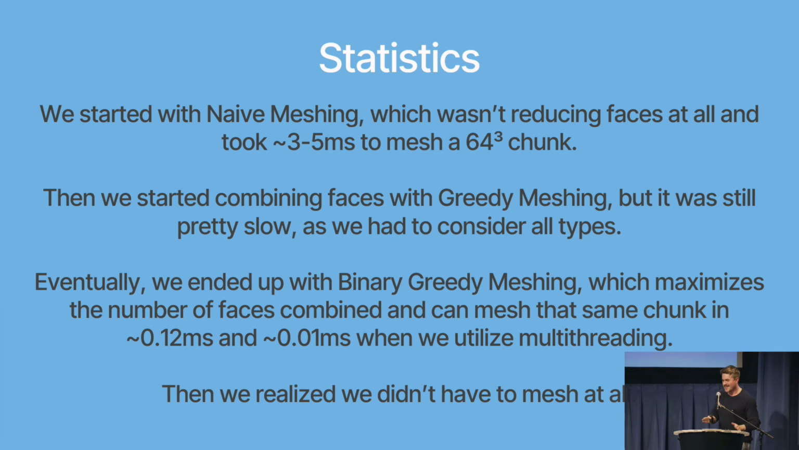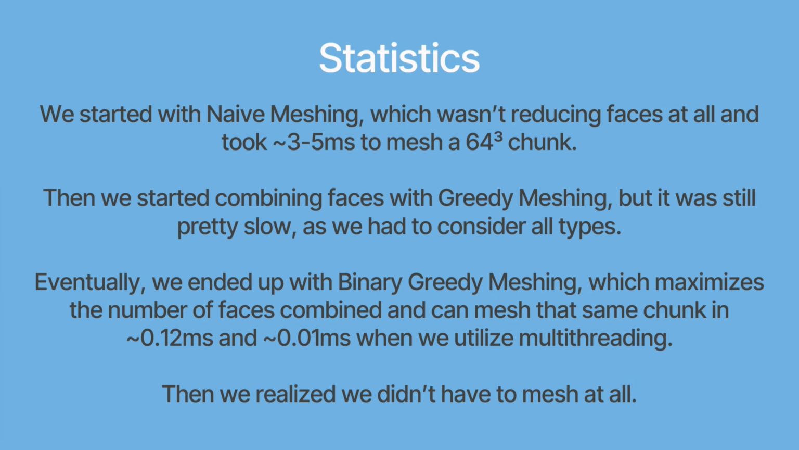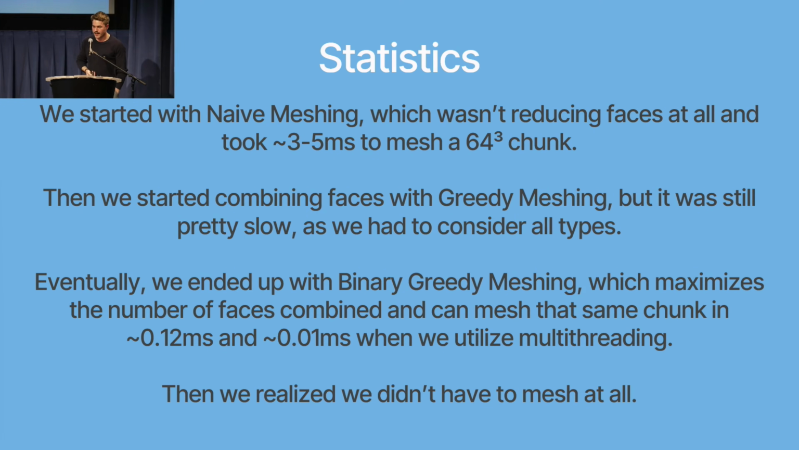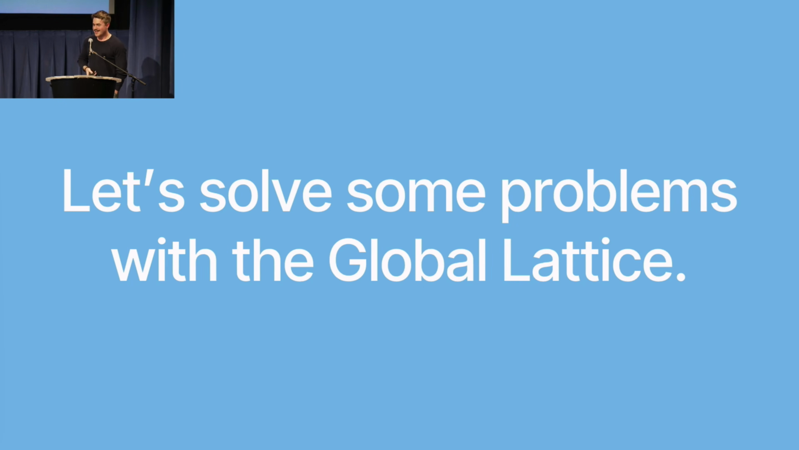Statistics. I've talked about statistics a lot, but we took a 3 to 5 milliseconds time to mesh a 64 cube chunk with not reducing faces at all, down to 0.12 milliseconds or 0.01 milliseconds in the best case scenario with binary greedy meshing. Then we realized we didn't have to mesh at all. We didn't have to do any of this work in the end. We've completely reasoned that away, which I think is really cool. Yeah. So let's solve some problems with the global lattice and also some optimizations.